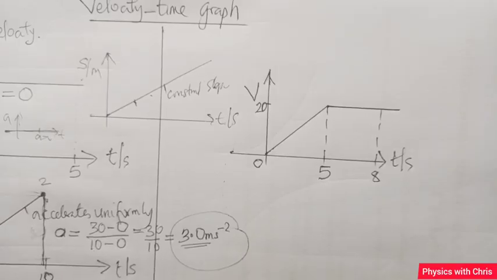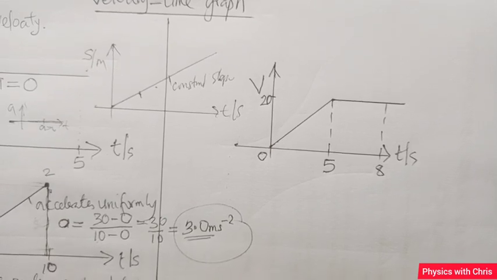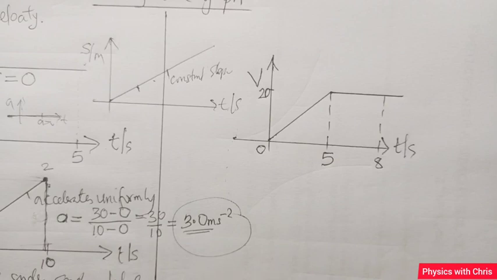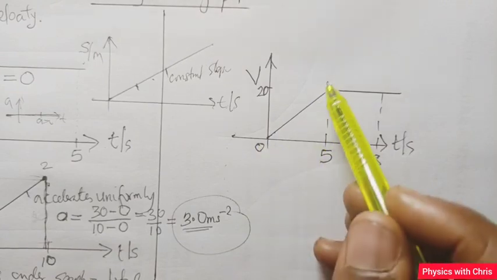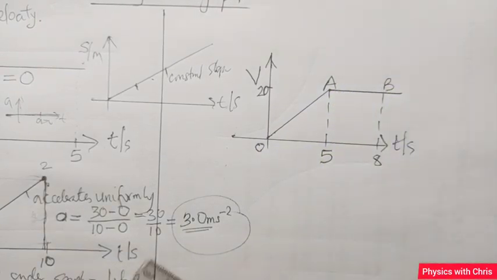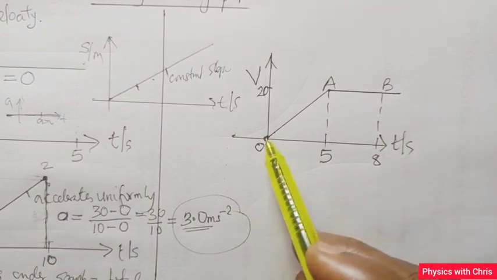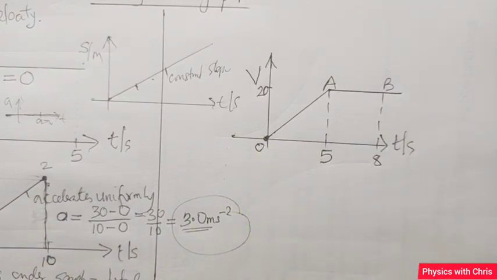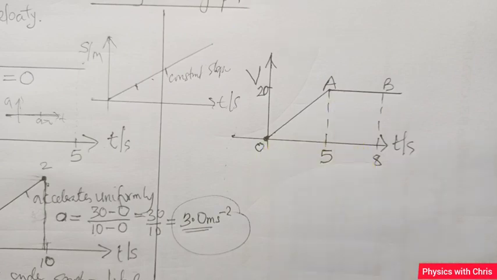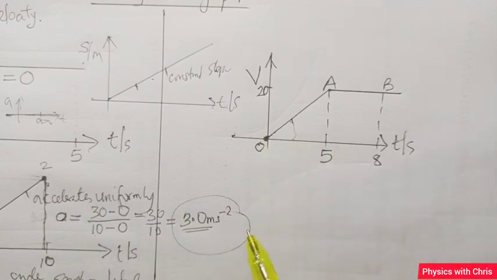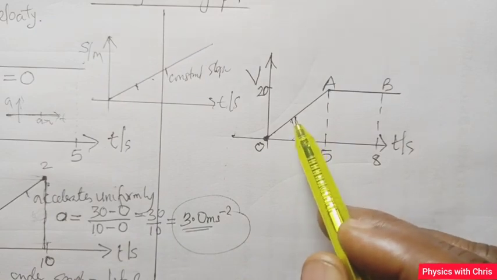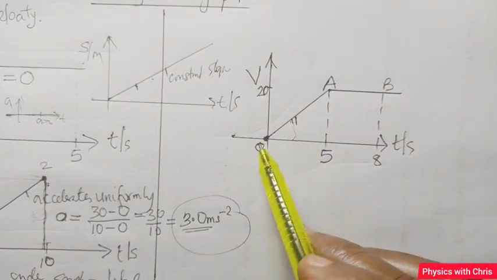How about if we're given this type of velocity-time graph, and they ask you to describe the motion of the body completely from this graph? Okay, let me label this graph point O, point A, point B. You can see clearly that the body's motion starts from rest at point O, the origin. The part of the graph OA has a positive slope because of this angle of inclination to the horizontal. So here again, we say that the body accelerates uniformly from point O to point A.